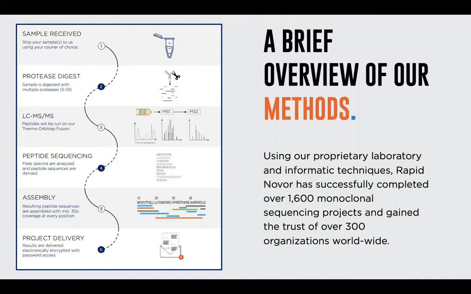But what we can do is essentially make sure that you have guaranteed access to it forever. So you send us that sample, we're going to digest it with anywhere between about 5 and 10 different proteases that'll give us all kinds of peptides of varying lengths. And then those peptides are going to be sequenced on the mass spec directly. That's going to give us the resulting peptides, which we can then put into our proprietary de novo assembly algorithm to assemble a full sequence from N terminus to C terminus. And then we develop a full report for you.